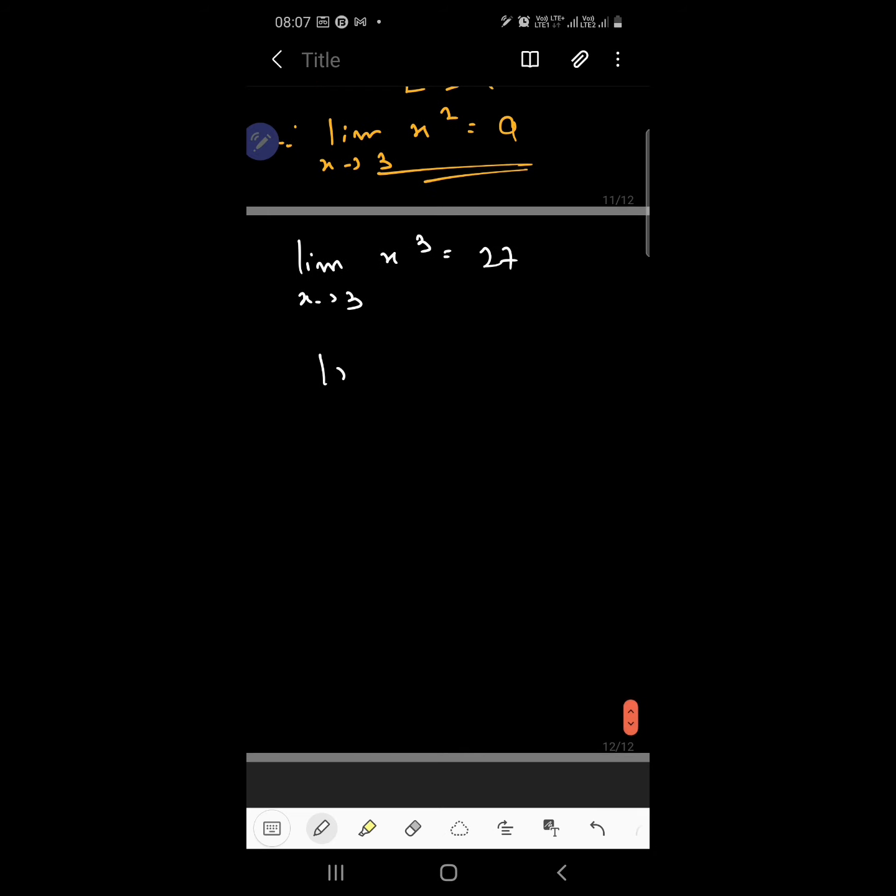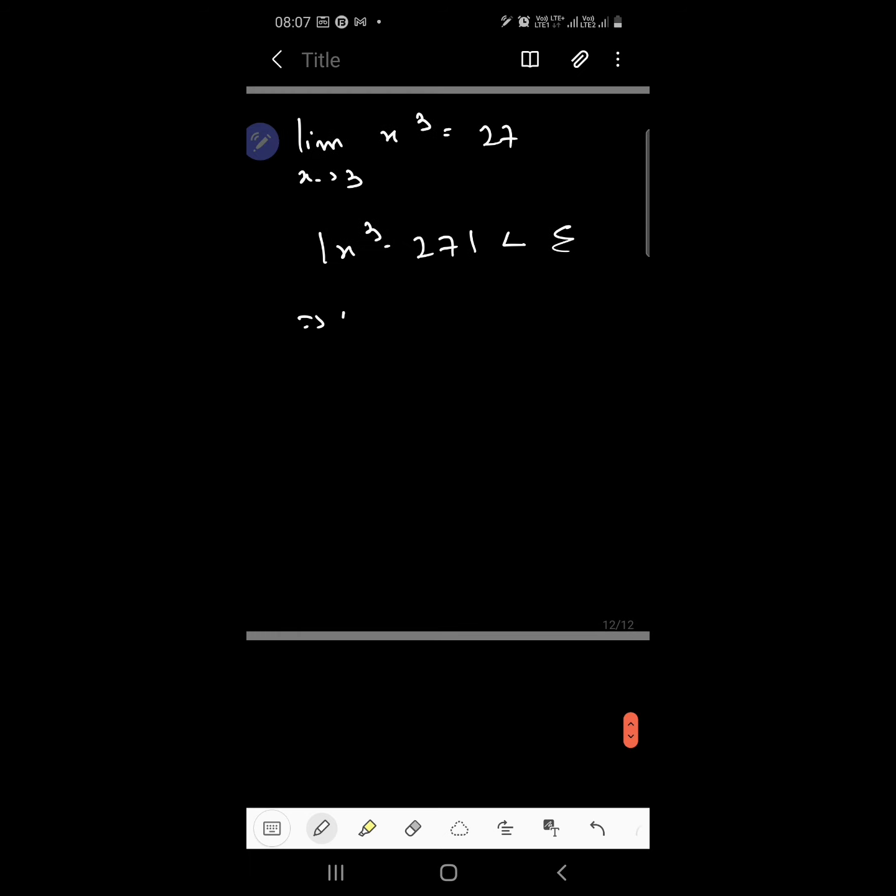So what you have from here, |x³ − 27| < ε, and from here you get |x − 3|(x² + 3x + 9) < ε. Okay, got it? You know that x³ − a³ = (x − a)(x² + ax + a²). So here a is 3 and x is as it is, so just place 3 wherever there is a.